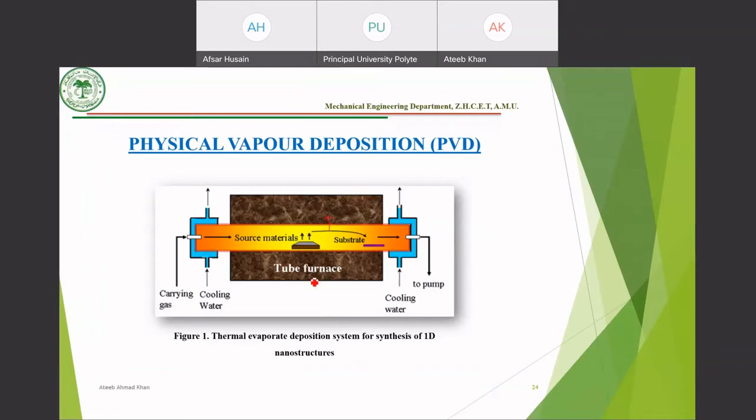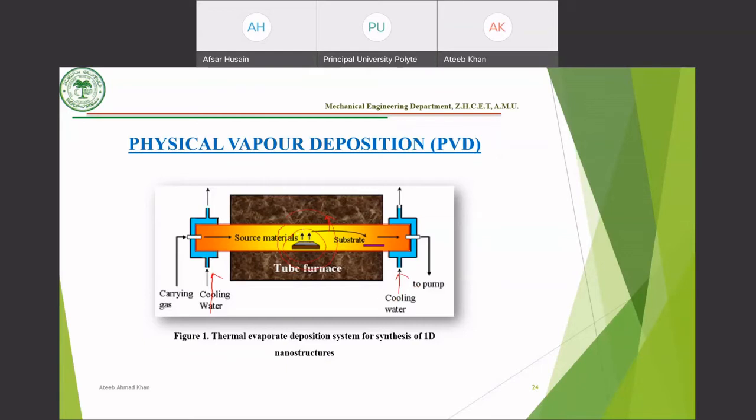The central part of the quartz tube is kept inside the furnace, and both the ends are outside the furnace. Cooling water is passed at the ends of the quartz tube, at the starting as well as at the ending of the quartz tube. So the idea is to heat this central part of the quartz tube, and the reason for that is we want to vaporize this source material.